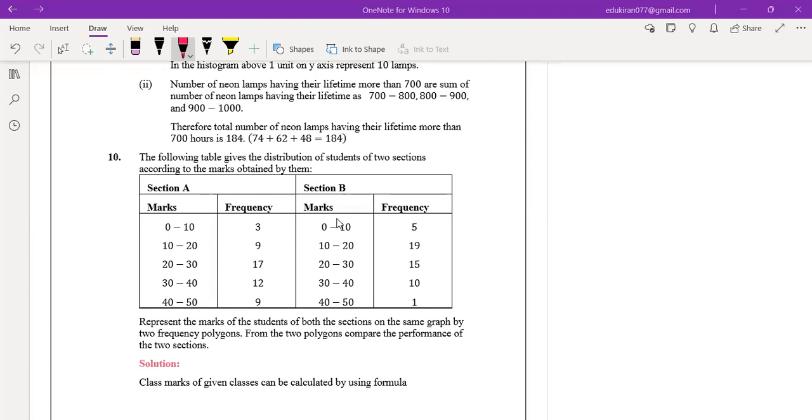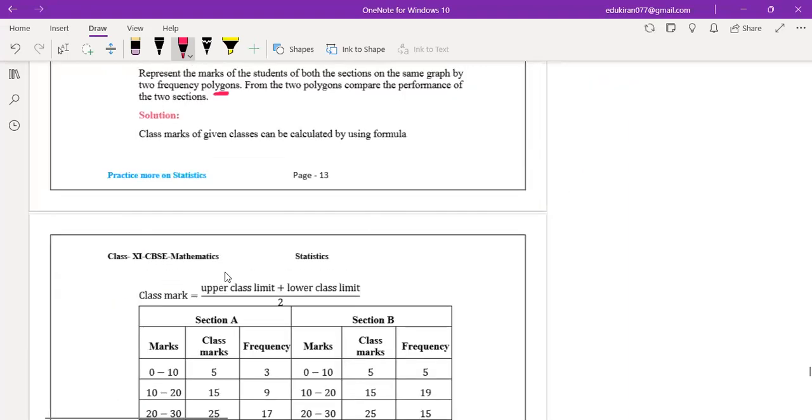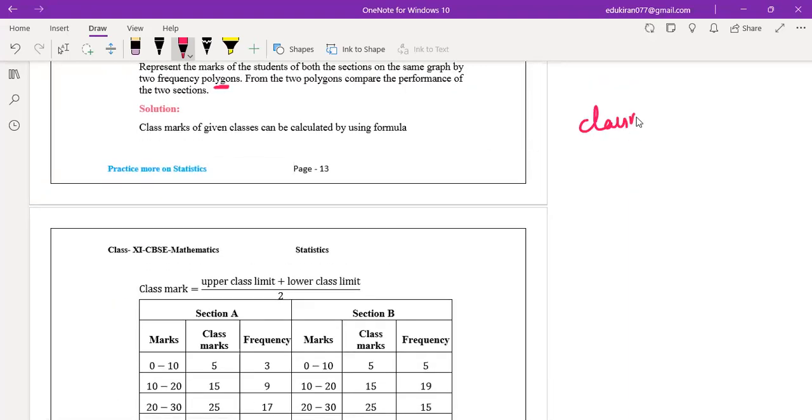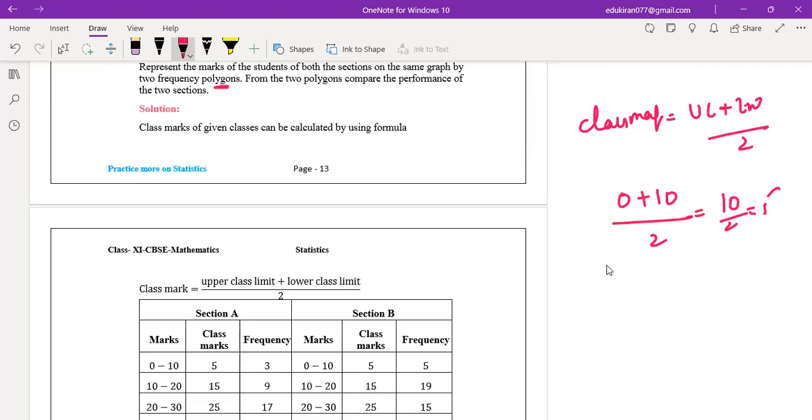They have given you the frequency, right? They are asking you to represent the marks of the students on the same graph as a frequency polygon. They are not asking you for the bar graph or histogram, but they are asking for the polygon, right? For polygon, for example 0 to 10, there is a formula. You have to first find the class mark, which is upper limit plus lower limit divided by 2. So 0 and 10, divided by 2, you get 10 upon 2, which is 5, right? So this will be your class mark.